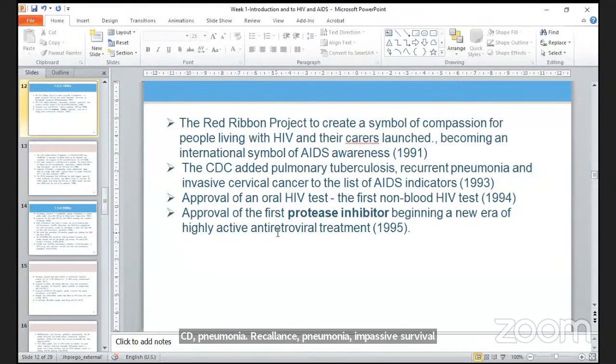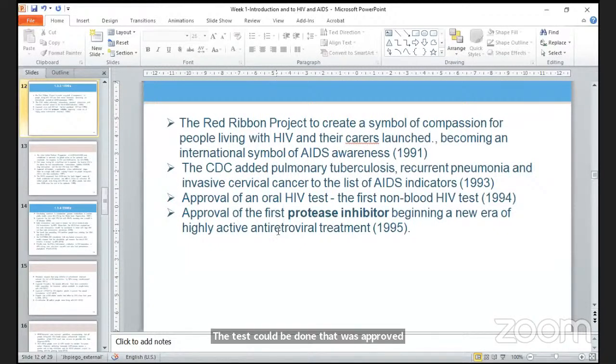1994, approval of oral HIV tests. For the first time, a non-blood test. Where maybe simply from small tissues from the mouth, the test could be done. That was approved in 1994.